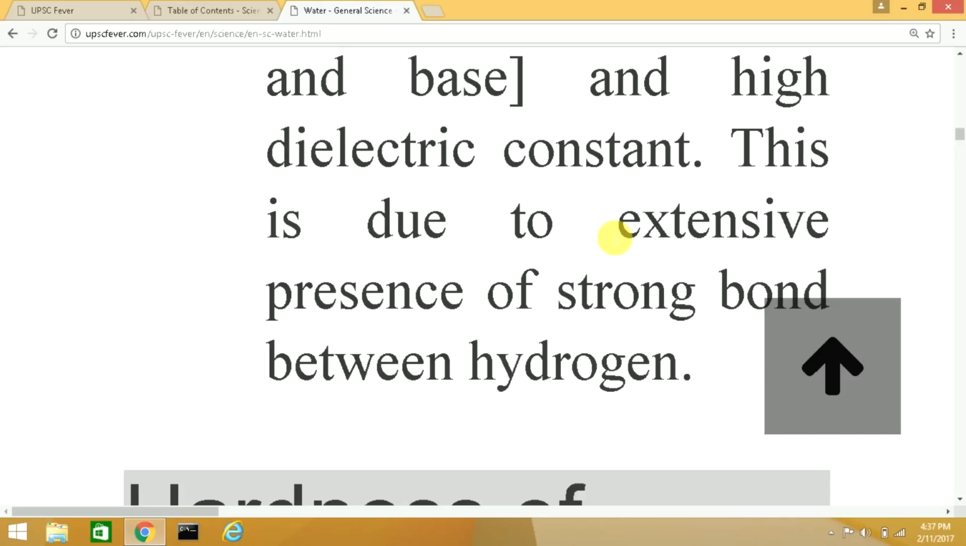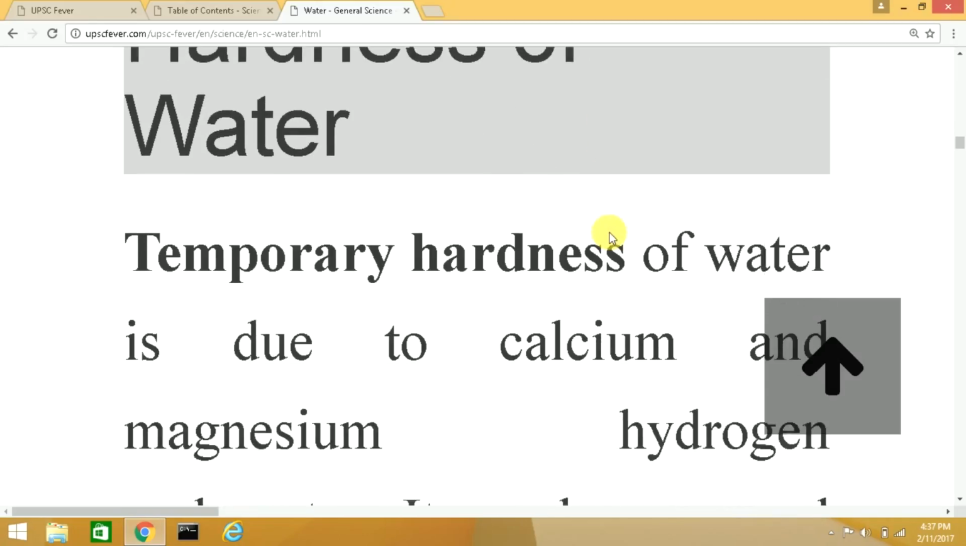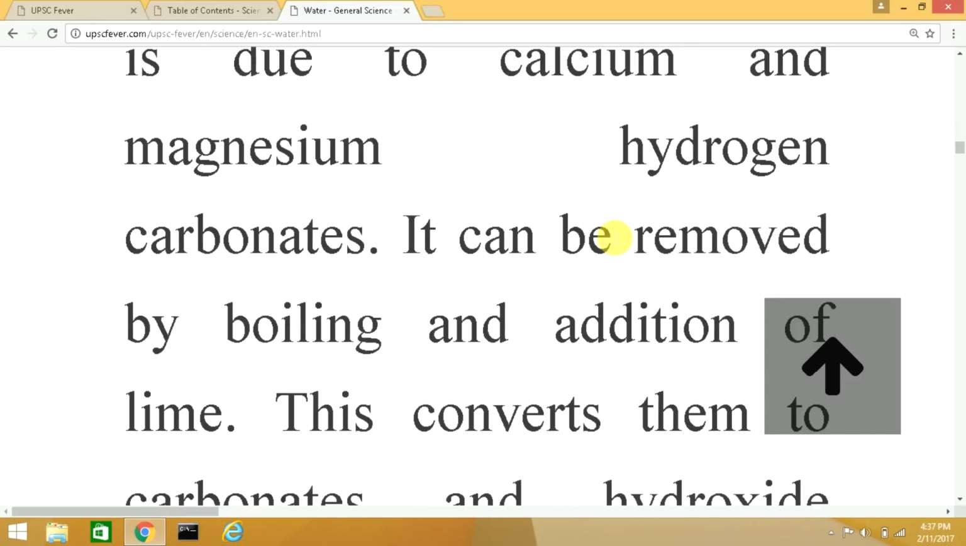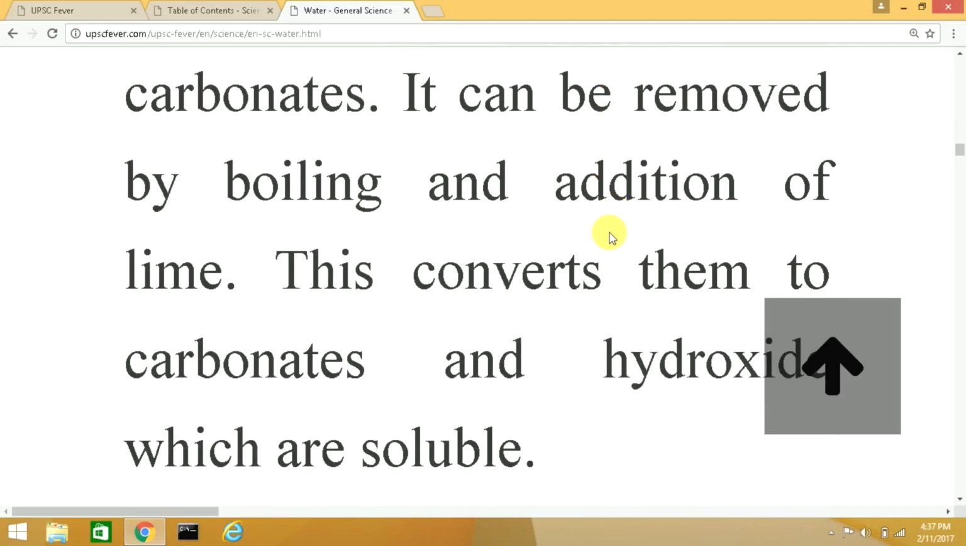magnesium and calcium hydrogen carbonates, or hydrocarbonates, and these cause temporary hardness of water. Due to this hardness, soap does not form lather, and it is difficult to wash clothes and difficult to have a bath in such water. However, such temporary hardness can be removed very easily, and this can be done by either boiling the water or by addition of lime.